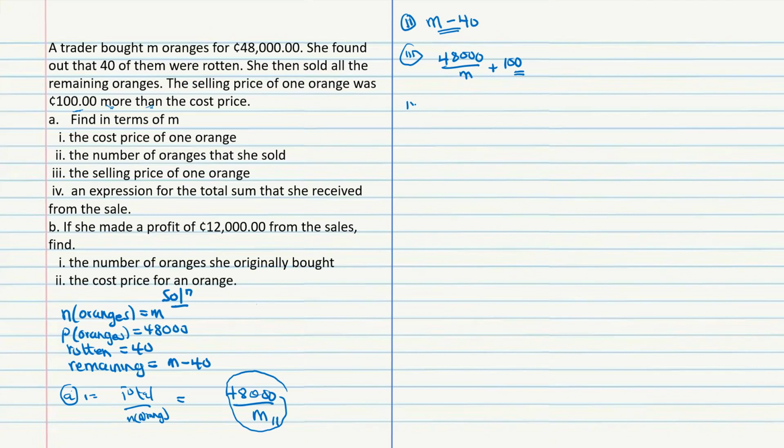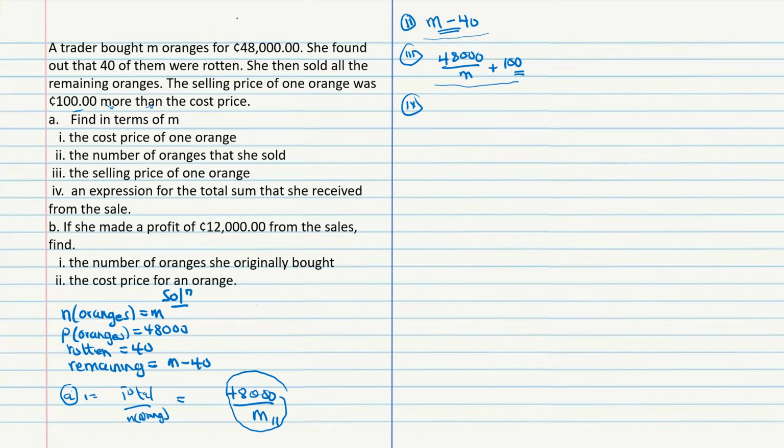And then for part iv, we are supposed to find an expression for the total sum that she received from the sale. This time we are talking about money and not only the oranges. So the total sum will consist of this, the selling price, and then this, the number of items she sold.